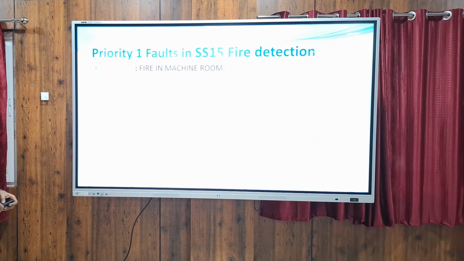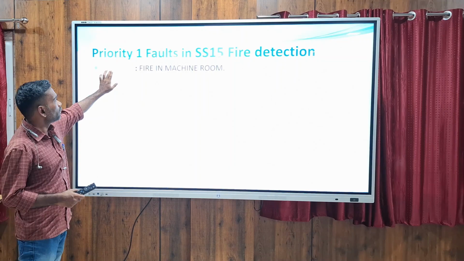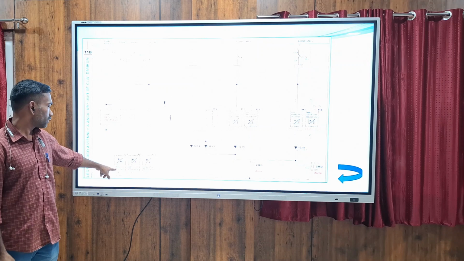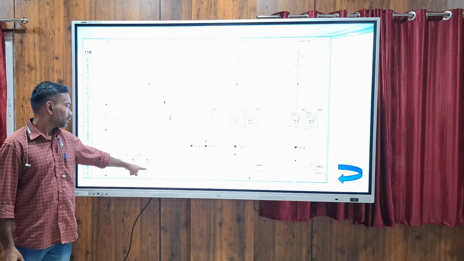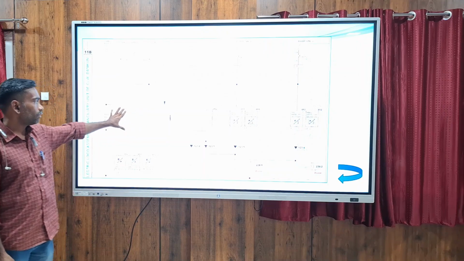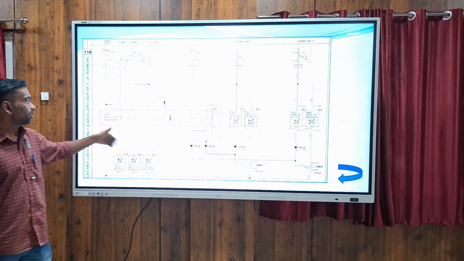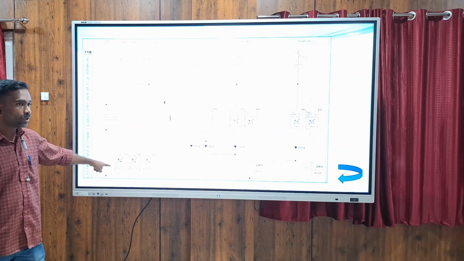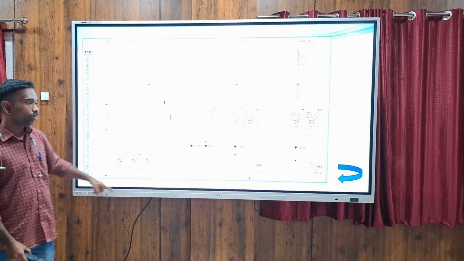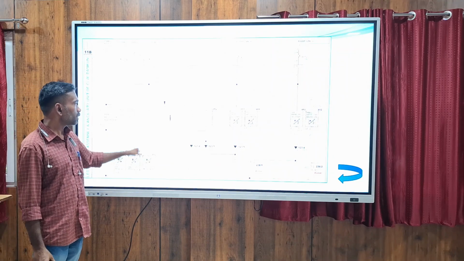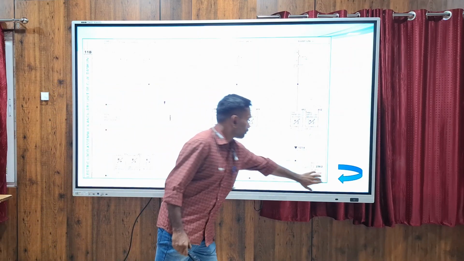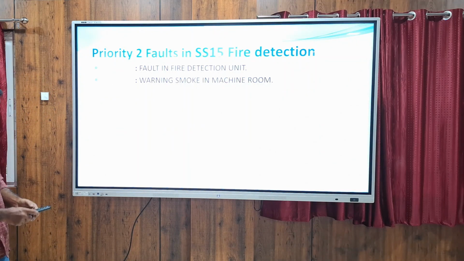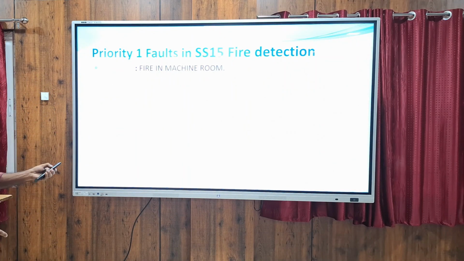Then FTU, fire machine room. In FTU, we have two inputs. One is for fire alarm, then warning, then fault. If FTU has some failure, then it will tell that the FTU is malfunctioning. Fault in FTU, like that. So this one is for P1, priority 1 fault. This one is for P2 fault, just for warning, and this one is for FDU itself malfunctioning. And these are the priority 2 faults. This one priority 1 fault, priority 2.